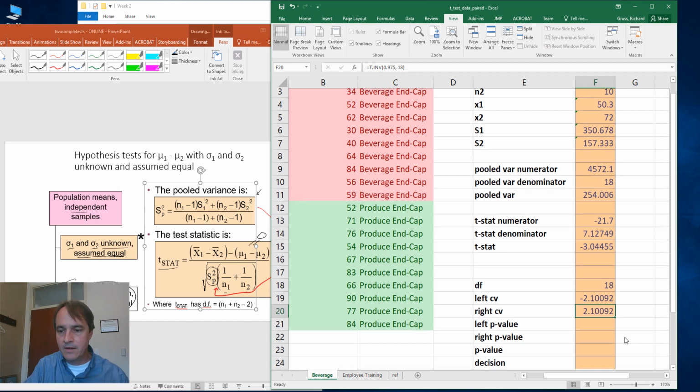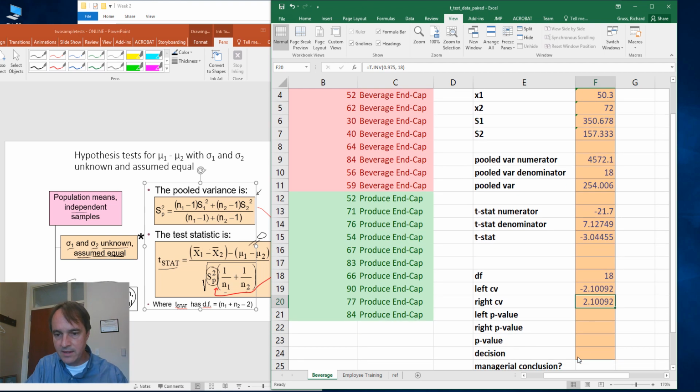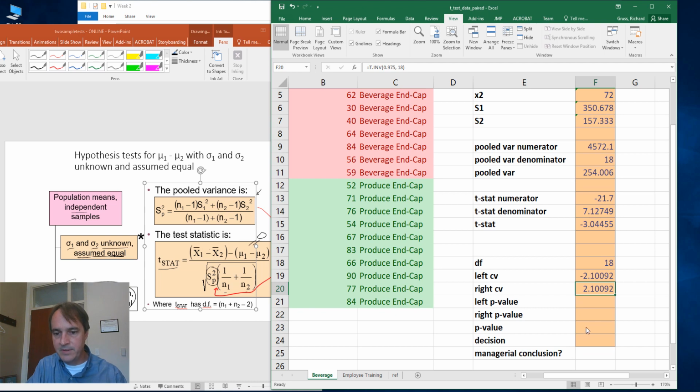All right. Rather than figure out the p-values right now, let's go ahead and make our decision. So we see that our t-statistic is here. It was -3, and these were our critical values. So we see that -3 is less than -2. So our decision is to reject.